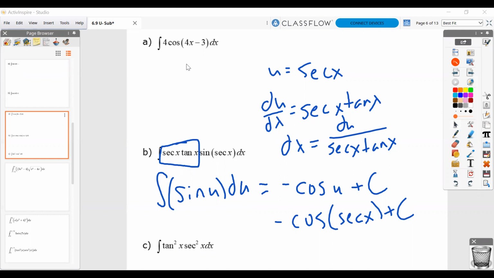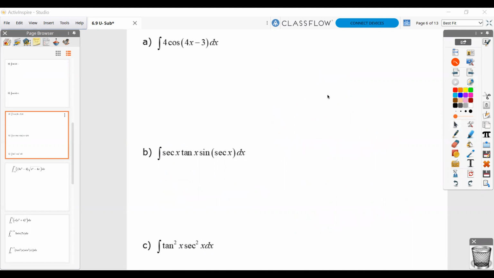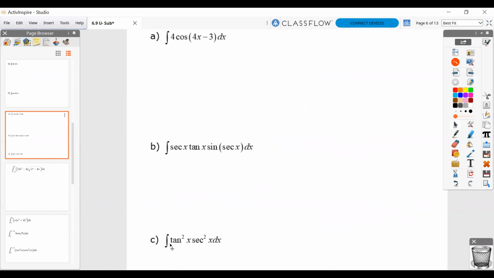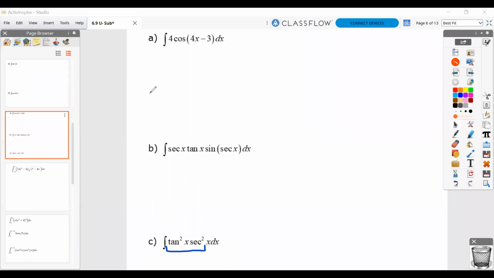All right, this last one's a little bit trickier. When I first looked at this, I was really trying to figure out what we really want to get rid of. We don't necessarily want to use the secant as our u, because its derivative is secant tangent. That gets rid of one of the tangents, but not the other one, and you kind of have the derivative of u, but it's also u times tangent. So instead I thought, let's use the tangent.